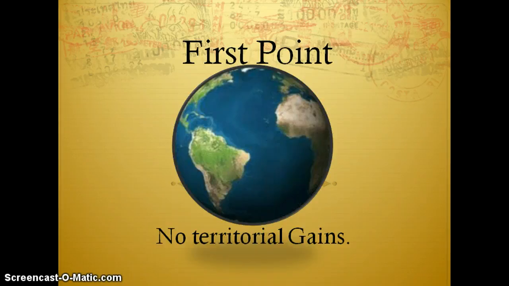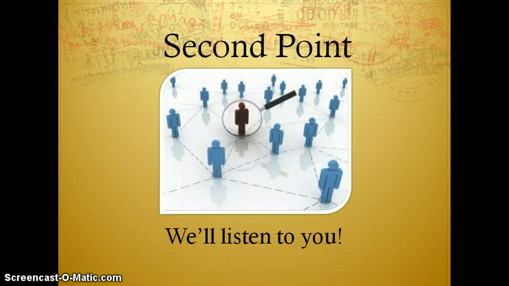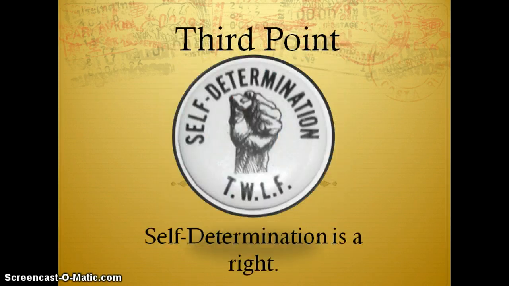In the first point of the Atlantic Charter, the U.S. and UK agreed to seek no territorial gains through World War II. In the second point, they stated that any territorial adjustments would be made with the wishes of the affected people taken into consideration. Both President Roosevelt and Prime Minister Churchill agreed in the third point of the Atlantic Charter that self-determination was a right for all people.